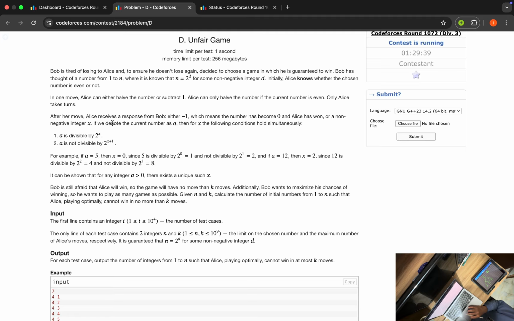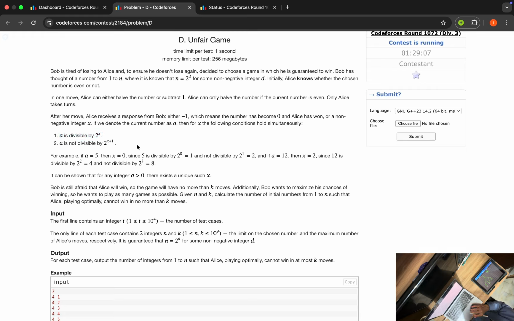After her move, Alice receives a response from Bob, either -1, which means the number has become 0 and Alice has won, or a non-negative integer x. If we denote the current number as a, then for x the following conditions hold simultaneously: a is divisible by 2 to the power x, and a is not divisible by 2 to the power x plus 1.